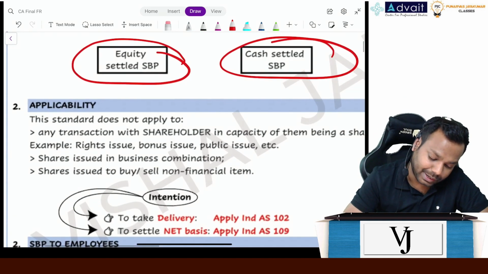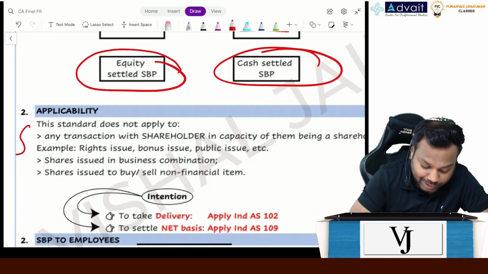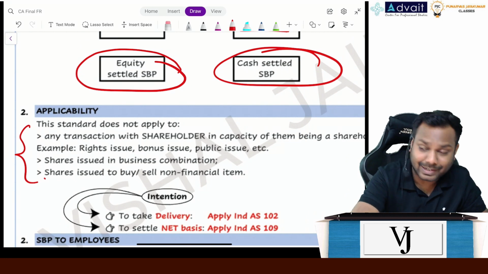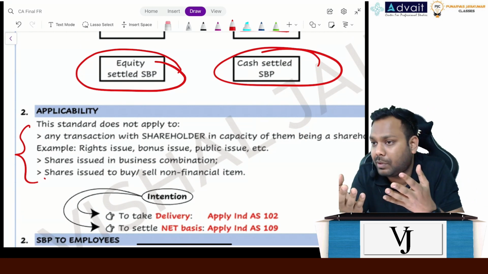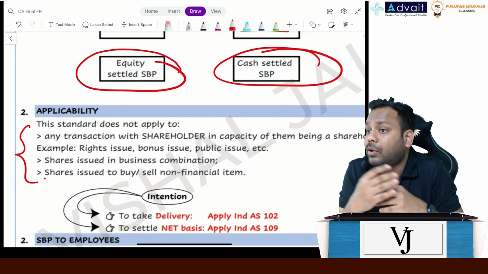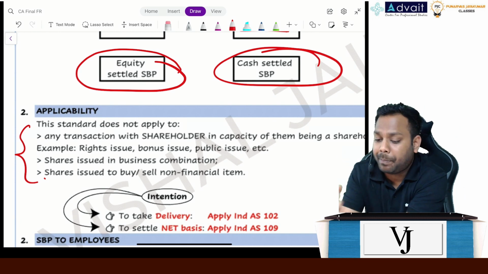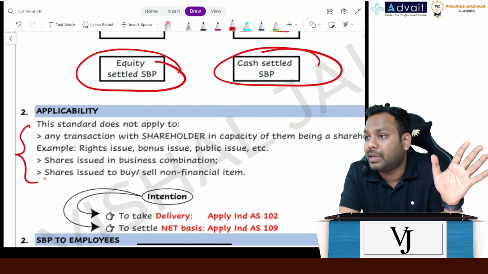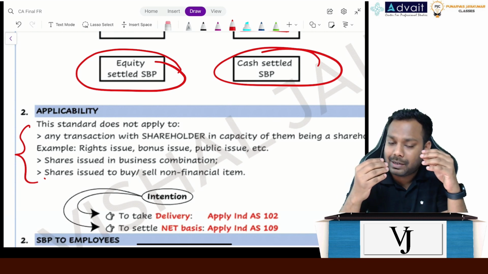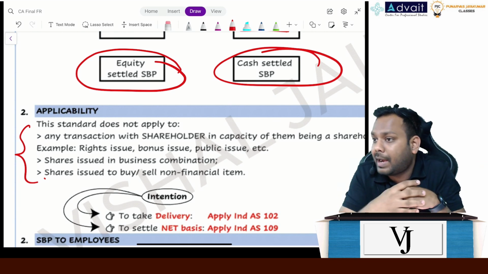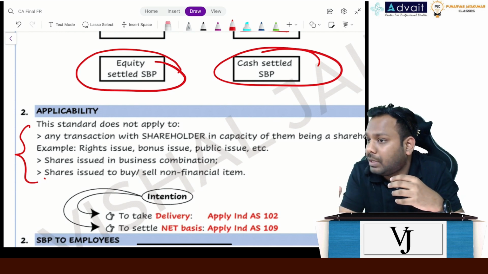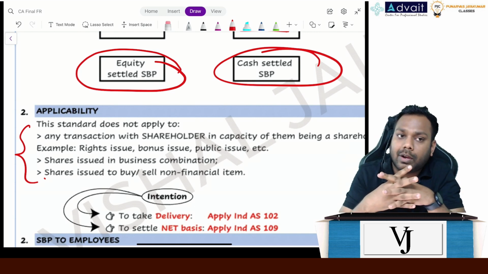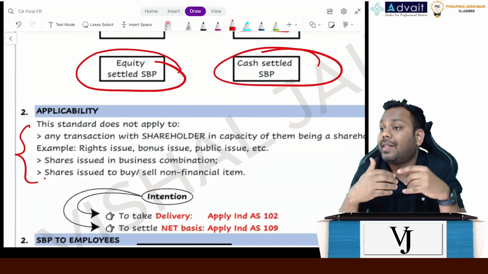Now understand the applicability, which is very important, guys. If I am issuing shares to a party in the capacity of that party being a shareholder, for example you have paid me the price for taking the shares of the company itself, that transaction is not covered here. Or suppose you are a shareholder of my company and I issue bonus shares, that is again not covered. Or suppose you are already a shareholder and I come up with a follow-on public offer, basically a rights issue.